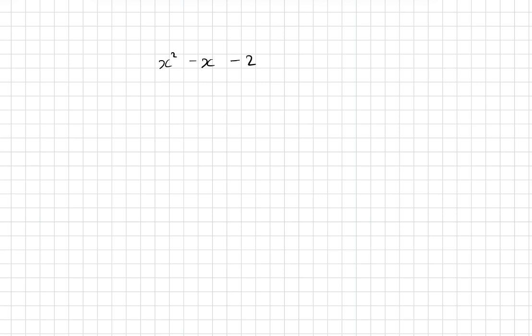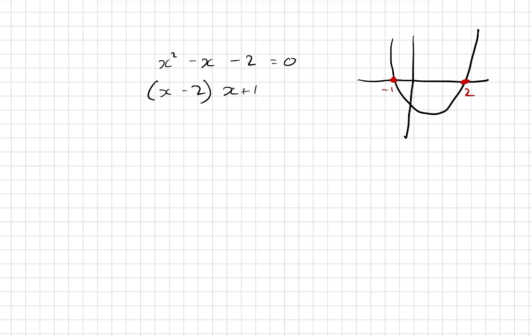roots. And the roots of a polynomial, well, this is a quadratic, so it's going to look like a U-shaped graph. The roots of the polynomial are where it crosses the x-axis. So in this case, it crosses roughly at -1 and +2. Okay, so those are the roots. And when you're solving a quadratic equation, one way to do it is to use factors. So we factorize this expression, and we get x minus 2 and x plus 1.